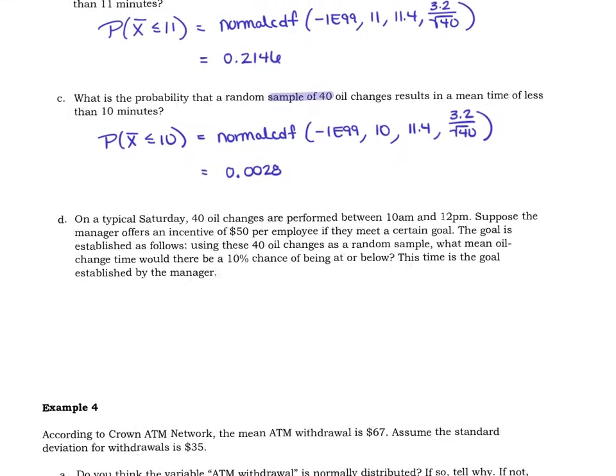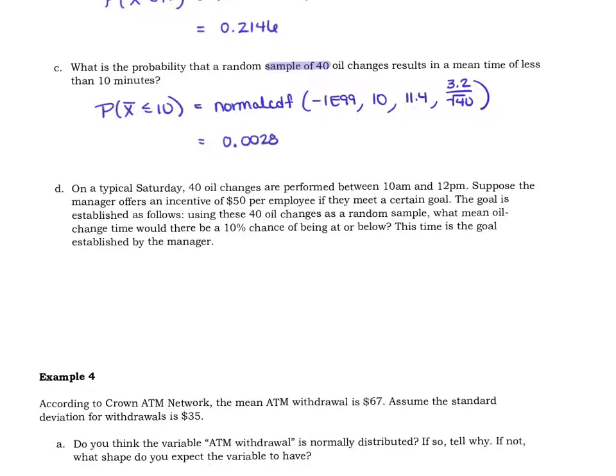Okay, and then the last question in this example. On a typical Saturday, 40 oil changes are performed between 10 and noon. Suppose the manager offers an incentive of $50 per employee if they meet a certain goal. The goal is established in the following way. Using those 40 oil changes that we just talked about as the random sample, what mean oil change time would there be a 10% chance of being at or below?